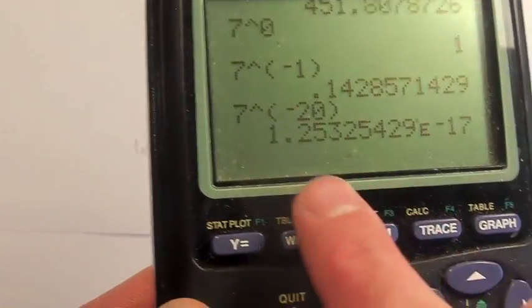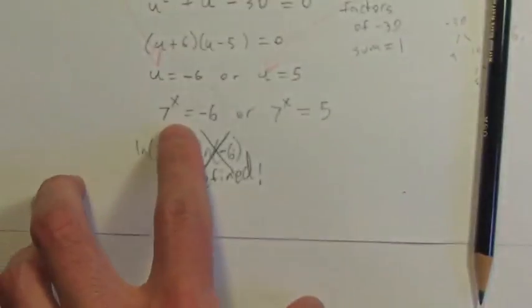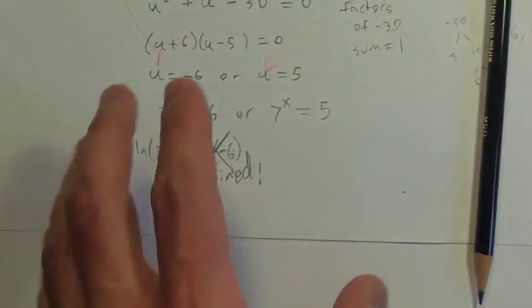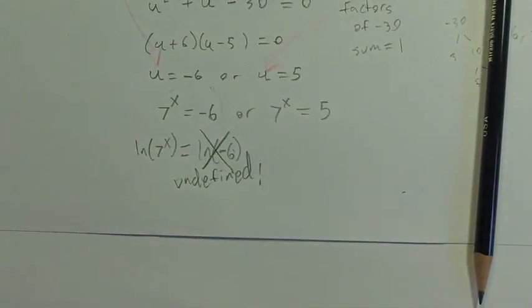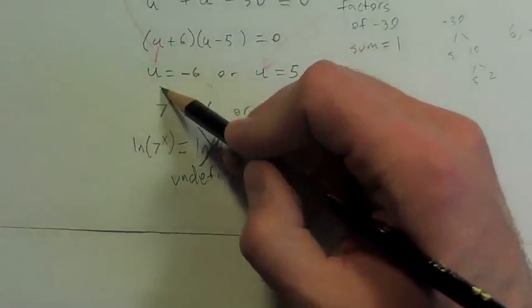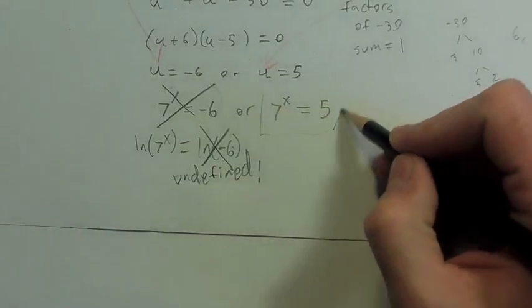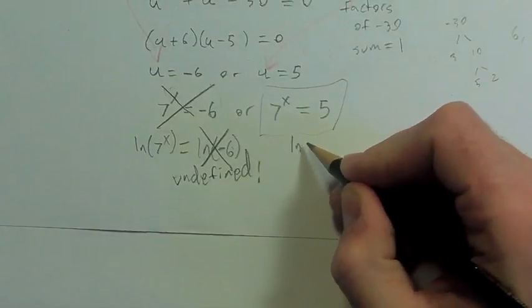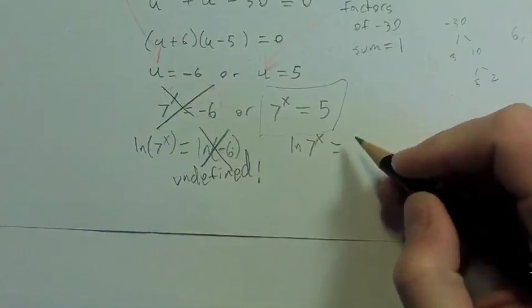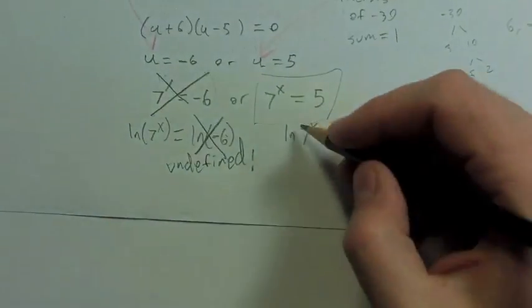So if I put negative 20 in, I still get positive values. So there's actually no exponent I could put in to get 7 to the x to be a negative 6. So this has no solution. That's an extraneous solution. While this one we can actually deal with, because when we take the natural log of both sides, we get the natural log of 7^x is equal to the natural log of 5.